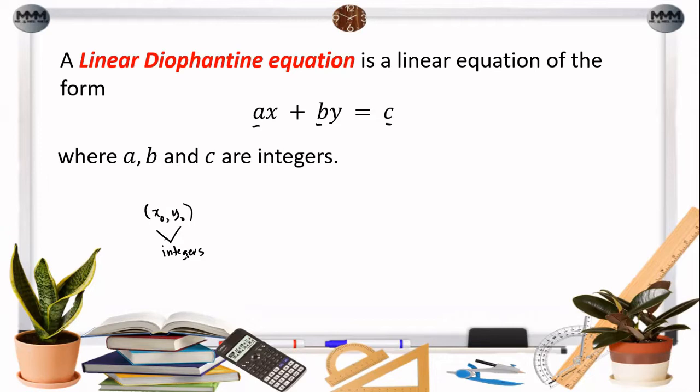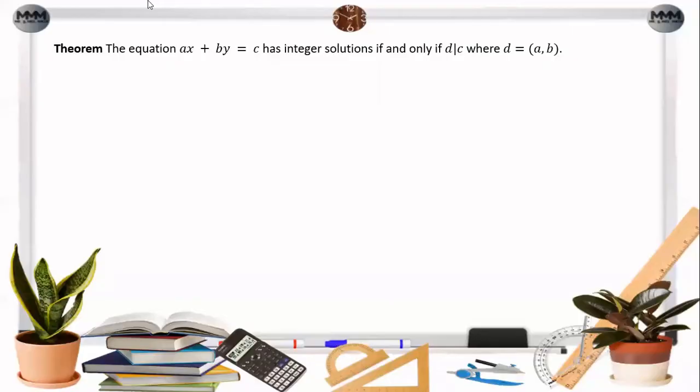We also note here that the Diophantine equation may have an integer solution, or it is also possible to have no integer solution. Now, this theorem describes the case in which the Diophantine equation has a solution, and it also shows what the solutions of such equations are. Here, the equation ax plus by equals c has integer solutions if and only if d divides c, where d is the GCD of a and b.